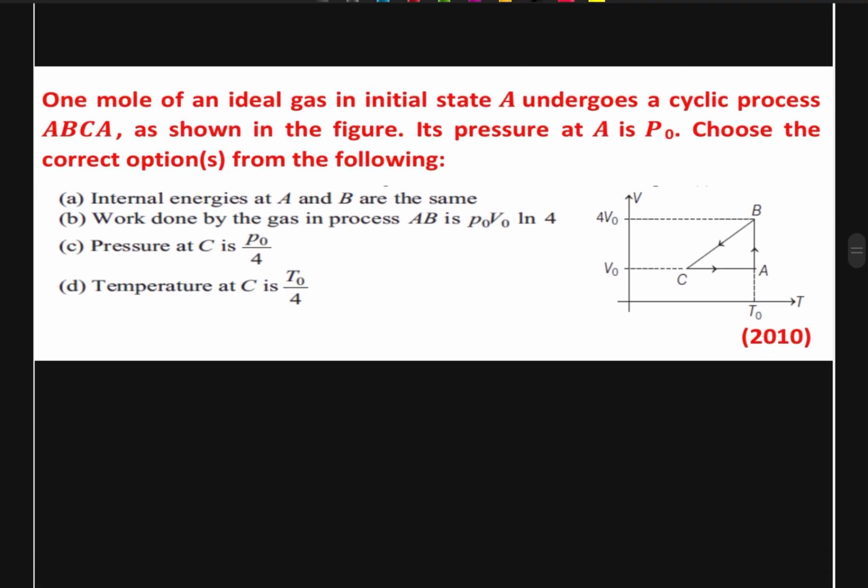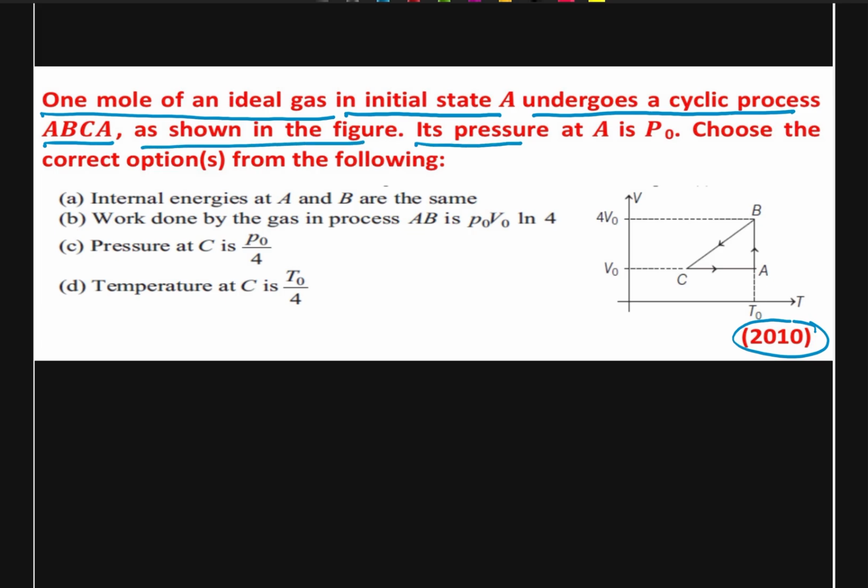It states, and it was also asked in 2010: 1 mole of ideal gas in initial state A undergoes a cyclic process ABCA as shown in the figure. Its pressure at A is P0. Choose the correct options from the following. So it is basically multi-correct, or it could be a single correct. We'll just find out.